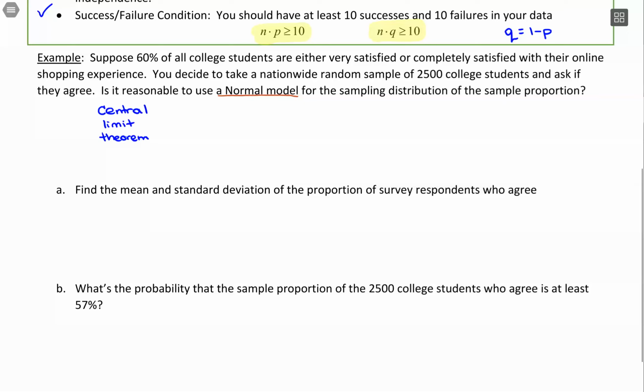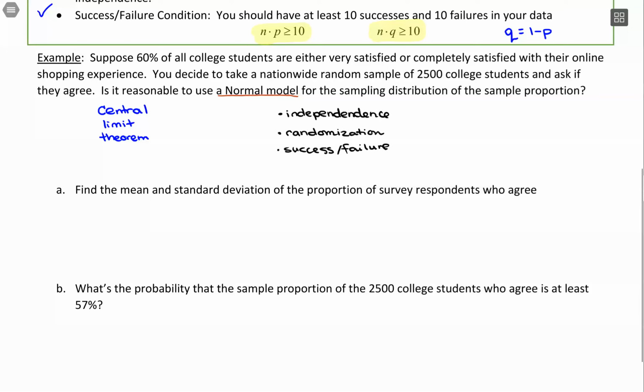So we need to think about three things. We need to think about independence, randomization, and success failure. So, first, let's look through the pieces that we have here.